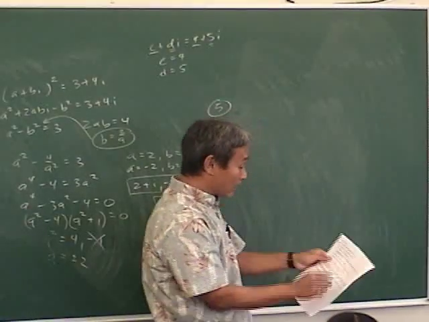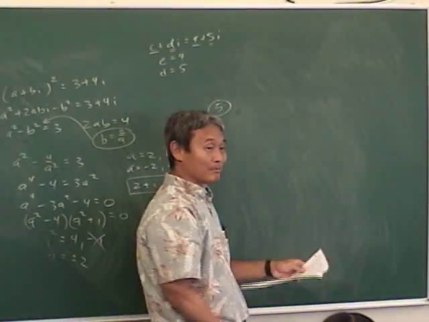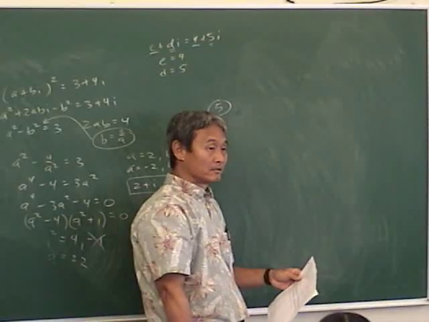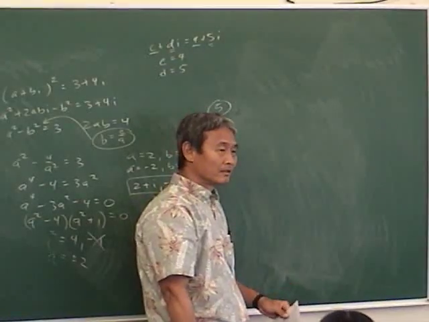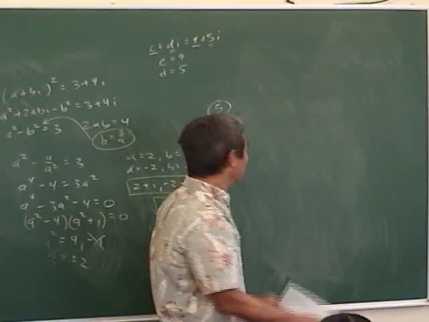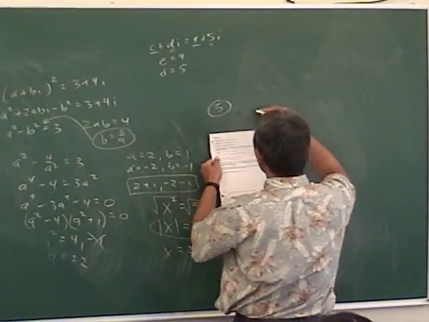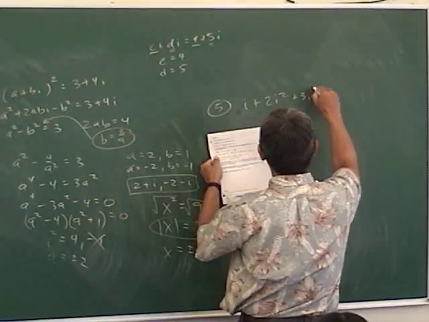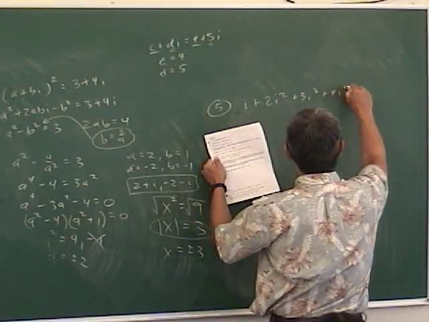No. Okay, what if I go to 1,000? What if I went 1,000 i to the 1,000th power? Okay, it's going to be negative 500 i. Right? Excuse me, you said something?